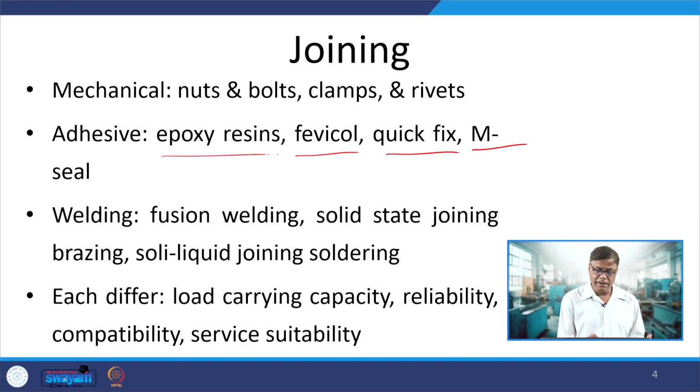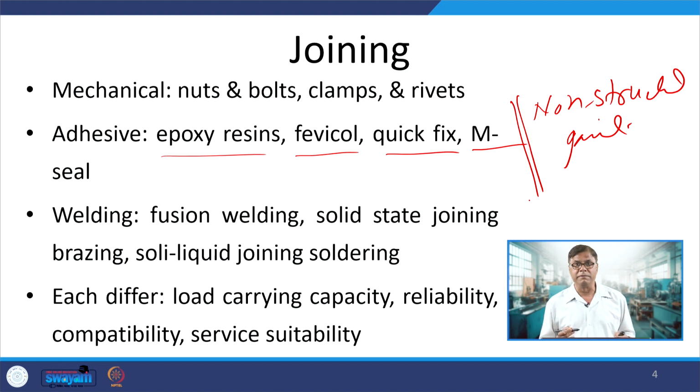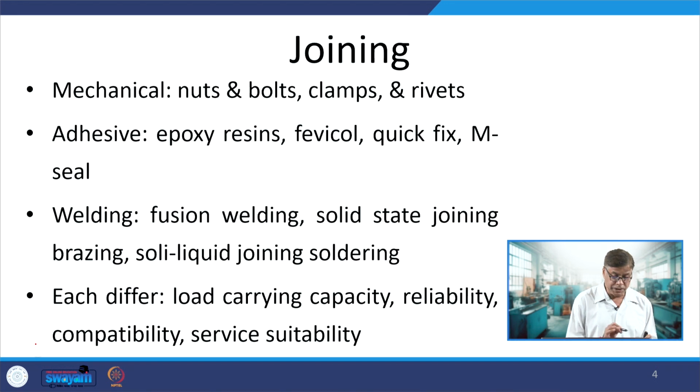So, for developing the adhesive joints, we may use epoxy resins, for example, Quick Fix, M Seal and the Fevicol. These are typical examples. So, we can use adhesive for developing the relatively weaker joints, for the purposes where it is important to maintain the relative position between the two components rather than taking the loads. So we can use these for developing the non-structural joints where the load will not be coming significantly onto the joints during the service or the operations.